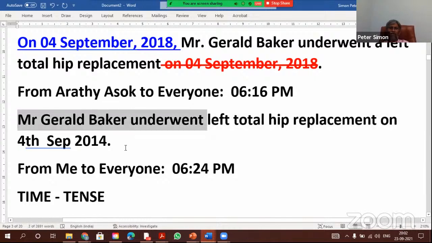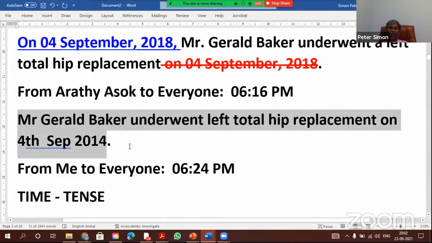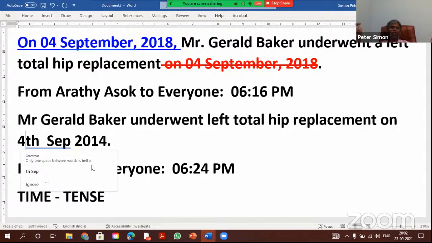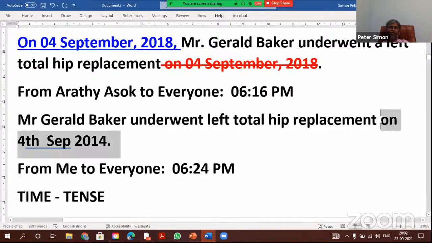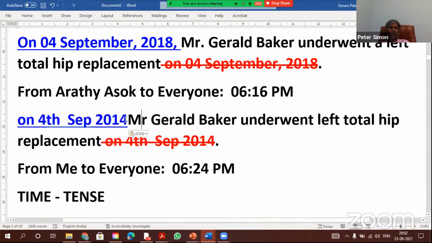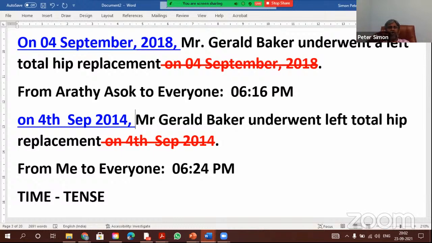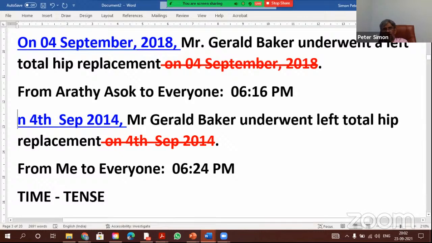Mr. Gerald Baker underwent left total hip replacement on 4 September 2014. No need to write all these things. When you write 4th, then you have to write the 4th of September. Arati Ashok. So this on 4 September 2014, you take it forward and put a comma here, because you brought it forward from the end. So you separate it with a comma and write a capital letter there.